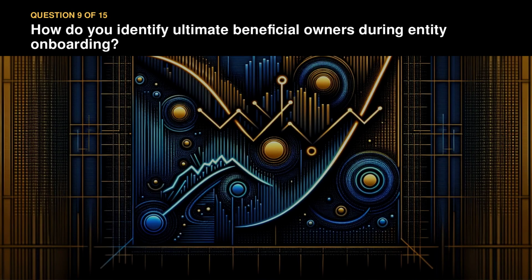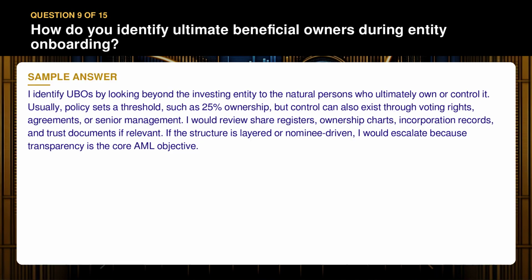Question 9. How do you identify ultimate beneficial owners during entity onboarding? I identify UBOs by looking beyond the investing entity to the natural persons who ultimately own or control it. Usually, policy sets a threshold, such as 25% ownership, but control can also exist through voting rights, agreements, or senior management. I would review share registers, ownership charts, incorporation records, and trust documents if relevant. If the structure is layered or nominee-driven, I would escalate because transparency is the core AML objective.